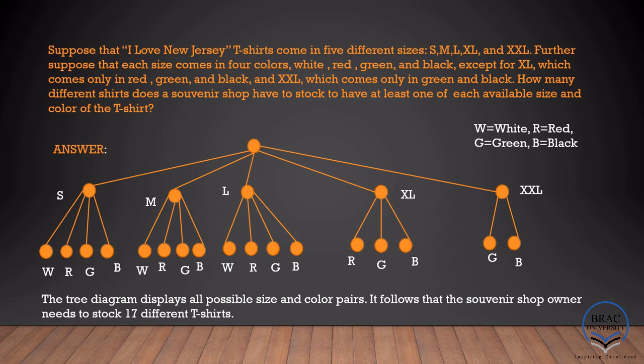If we see the tree available on the screen, we can see that there are 4 different shirts of small, medium, and large sizes. That is 4 into 3, that is 12. There are 3 of extra large sizes, that is 3. The 12 plus 3 is 15, and there are 2 more in double extra large sizes, and that is 15 plus 2, that is 17. So it shows a souvenir shop will have to stock at least 17 different t-shirts to have at least one of each available size and color of the shirt.